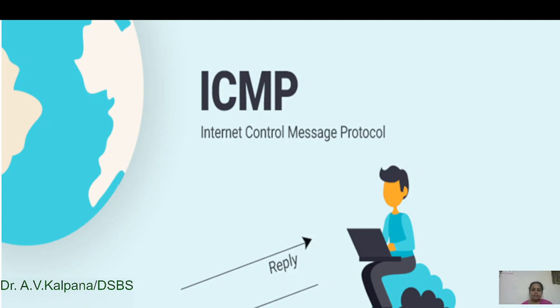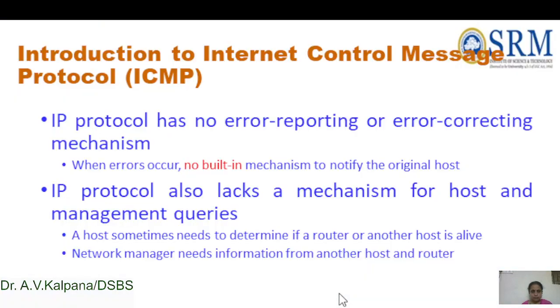For example, if someone sends a message to the destination and the message is somehow stolen between the sender and the destination, and no one reports the error, then the sender might think that the message has reached the destination. But if someone in between reports the error, then the sender can resend the message very quickly. This part is taken care of by ICMP. So the IP protocol has no error reporting or error correcting mechanism. When an error occurs, there is no built-in mechanism to notify the original host. So in order to handle the errors, we have this ICMP protocol.